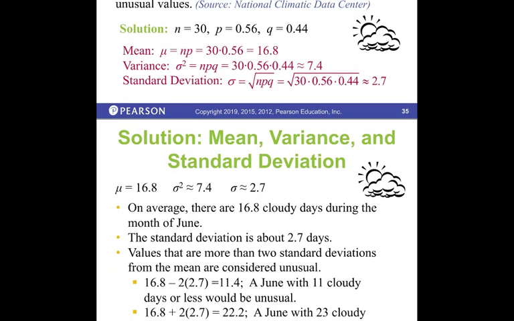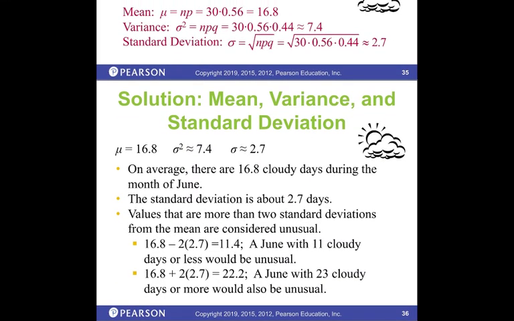So then on average, there are 16.8 cloudy days during the month of June. The standard deviation is 2.7 days. The values that are more than 2 standard deviations from the average are considered unusual. So a June with 11 cloudy days or less would be considered to be unusual, and a June with 23 cloudy days or more would also be considered to be unusual.